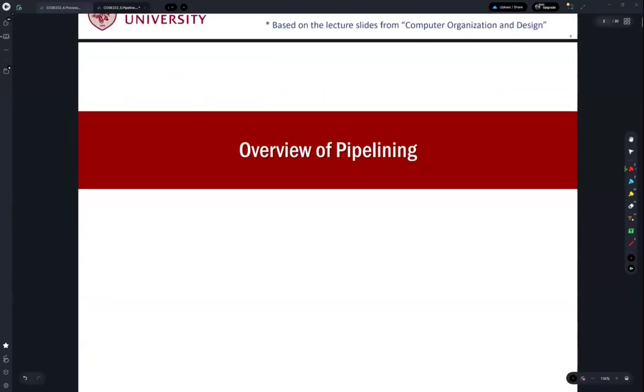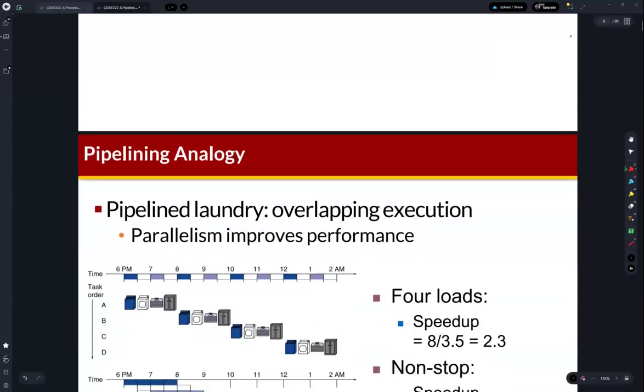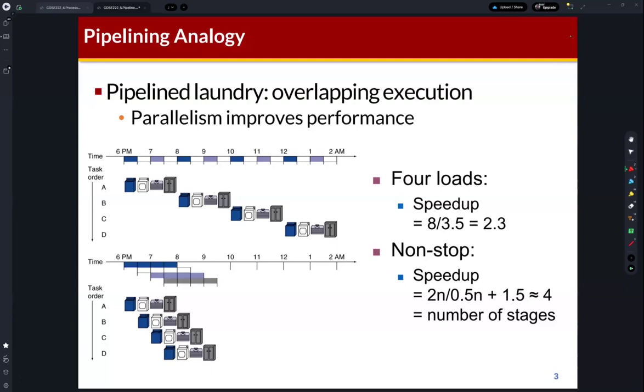Okay, let's see the analogy of pipelining. This is a very popular analogy. It is because, as I mentioned, our textbook is a very popular textbook, and many universities use this textbook for teaching students, right? So that's why this analogy is very popular. This analogy explains the benefit of pipelining.